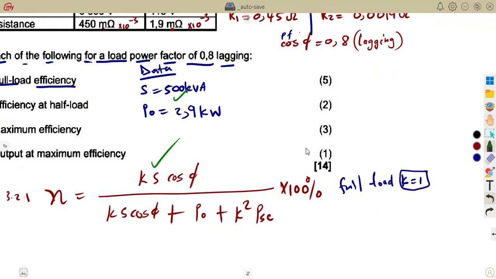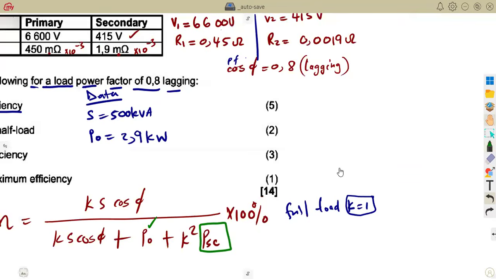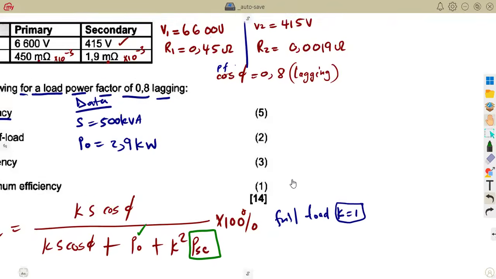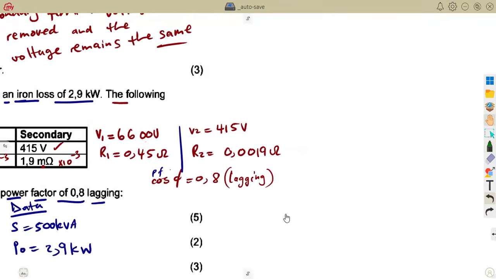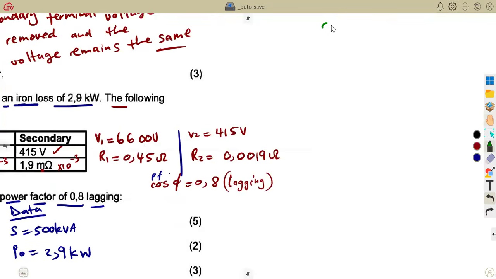The S is given, we already have that one. Power factor, we have it. The open circuit power, we have it. But this one, we do not have: the short circuit power. For the short circuit, guys, we are going to need calculations. Let's see, because we do not have this one, let's try to figure out from this information what we can do to calculate the short circuit power.